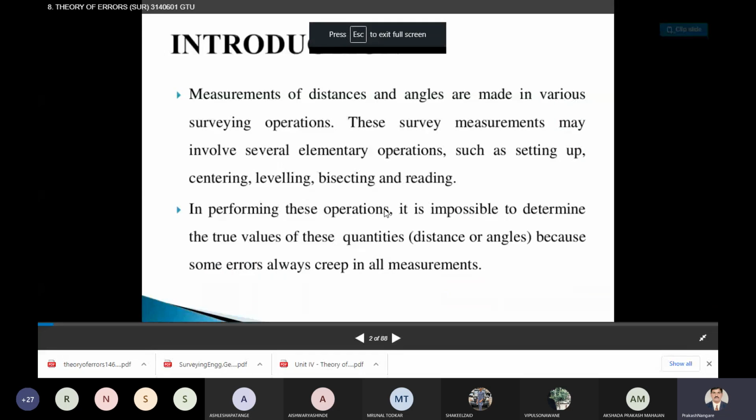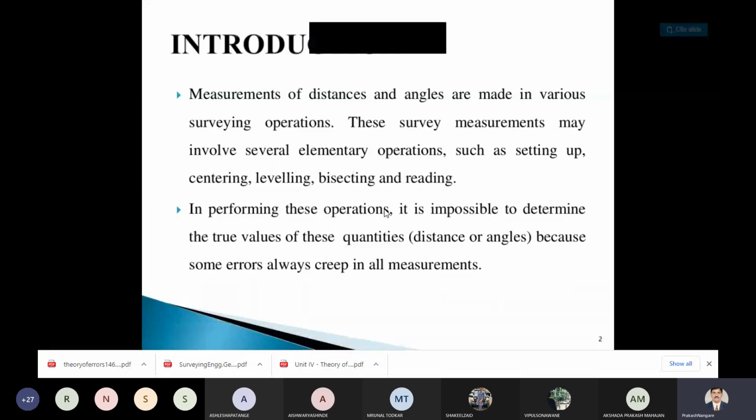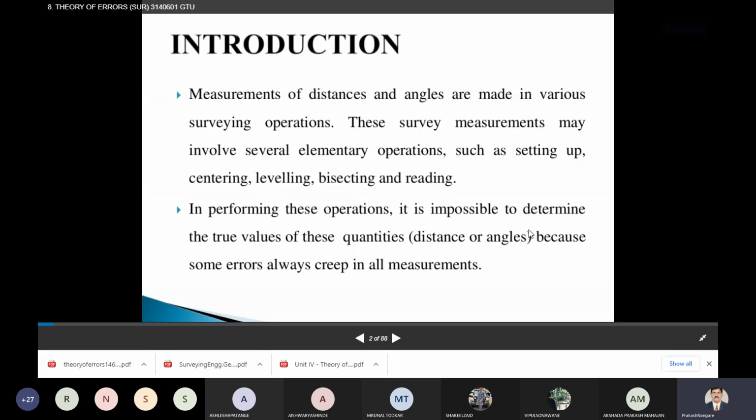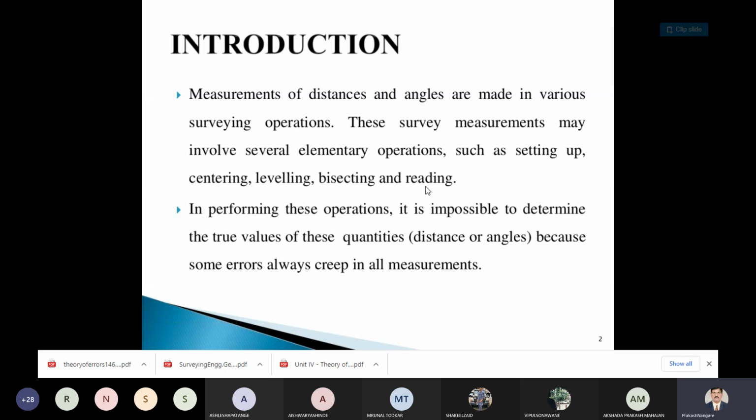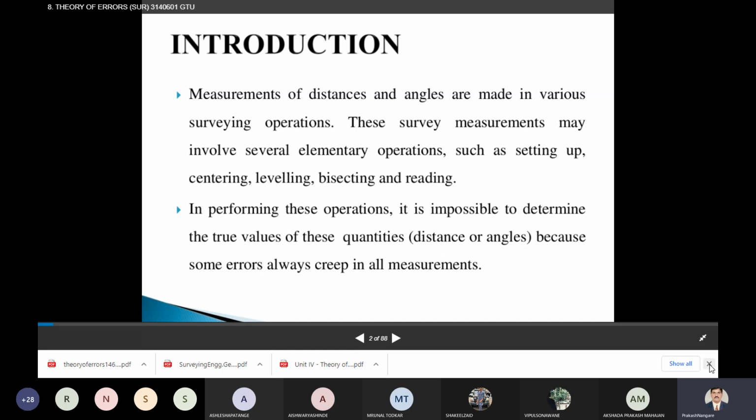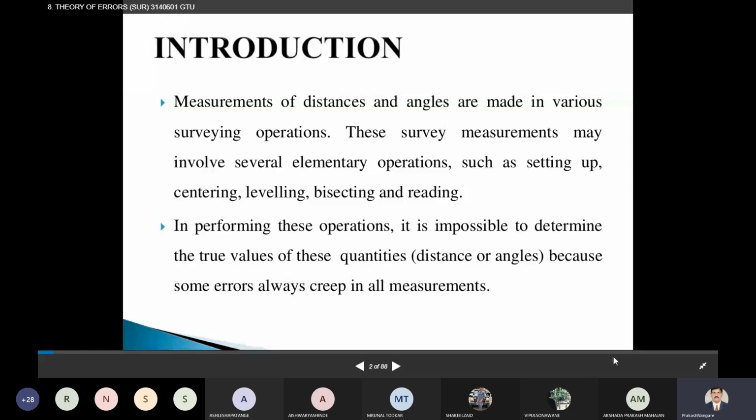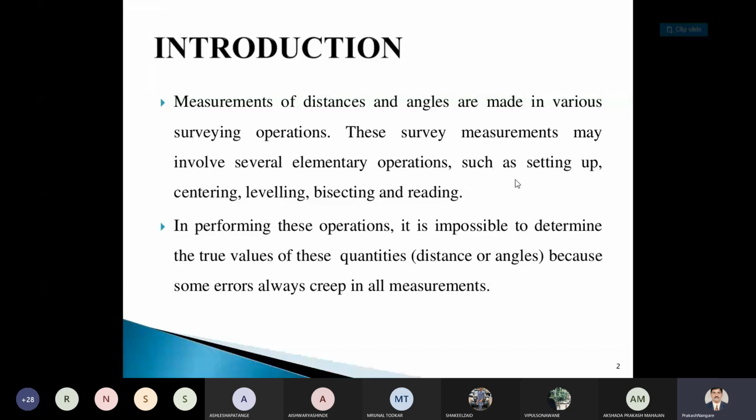So we'll start the presentation on the theory of errors. This chapter belongs to unit number 4, that is the part of triangulation adjustment. We had a number of presentations, but out of those, we are considering this one. Your presentation is available in online mode with the slide share screen, and I will start with this.